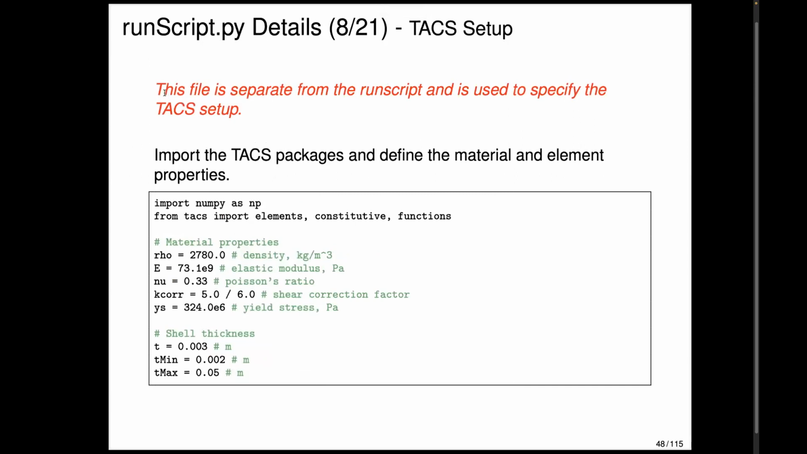Now we'll go through what this TACS setup file looks like in the next slides. I have here in red, just to make note, that this is actually a separate file from the run script itself. You could include it in the run script if you wanted to, but we have it organized separately in the workshop files. This chunk here is from that TACS setup file. You start by importing the package TACS, as well as some of the classes that you need: elements, constitutive, and functions. Then we'll define the material properties. For this case, we're just using conventional aluminum material properties. And then you can define the shell thickness. We're using shell elements, so we'll define the thickness here.